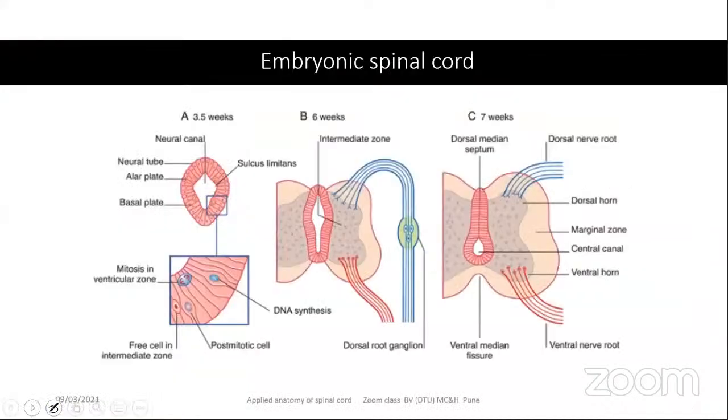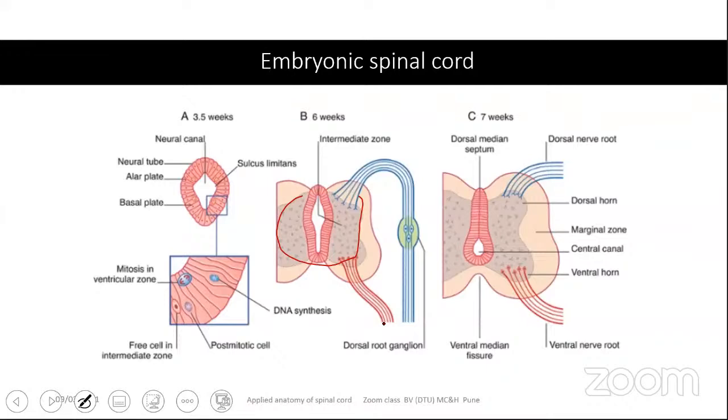And so you can see that at 3.5 weeks, at 6 weeks, and at 7 weeks, you can see the neural tube, the alar plate which we discussed, the basal plate, and you see the posterior. This is the gray matter, and posteriorly the sensory dorsal root ganglion is carrying the sensory impulses, and the ventral is carrying the motor impulses. This is a ventral horn, this is a marginal zone, this is a dorsal horn. So keep this in mind for the further anatomical positions.